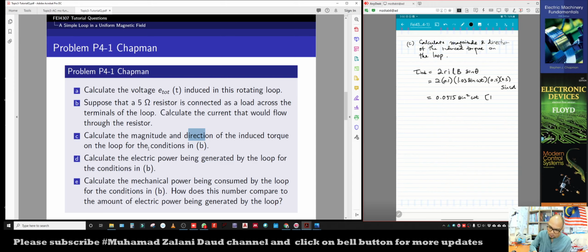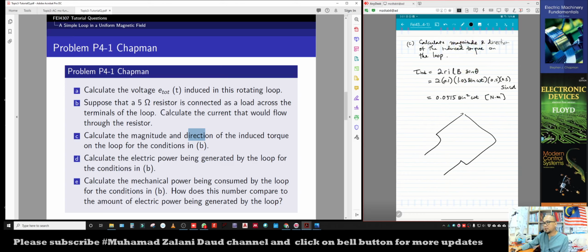Okay, torque is Newton meter. We write down the unit. Now, we are going to determine the direction of the torque. So, let me just redraw this particular figure again.